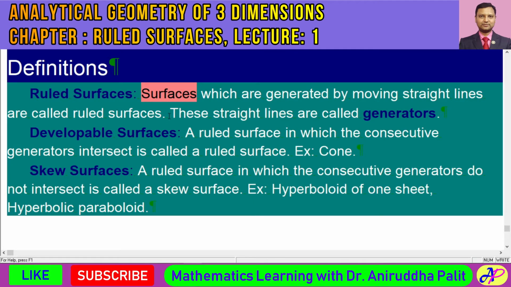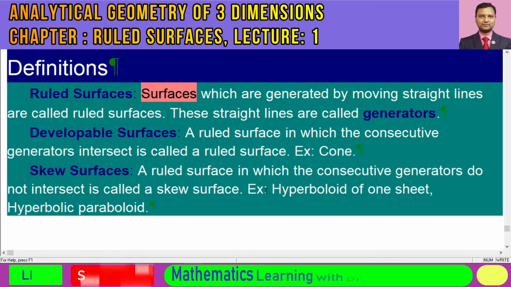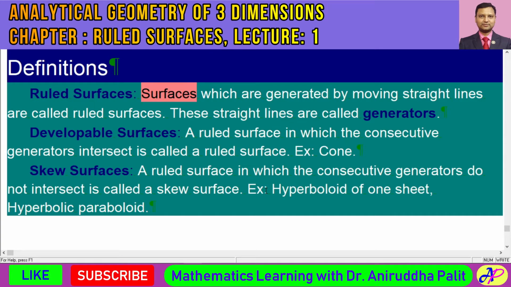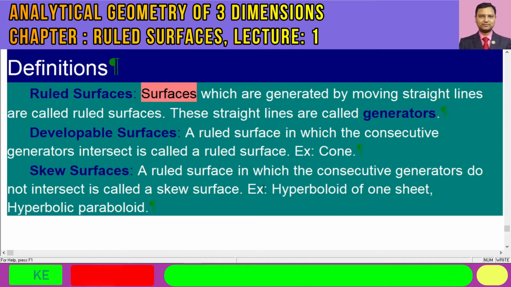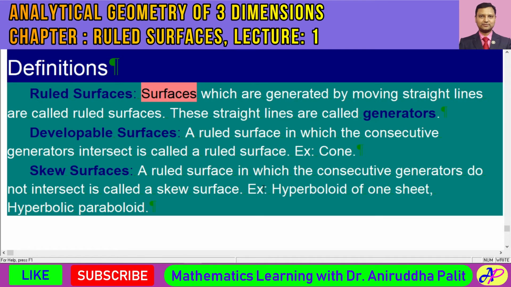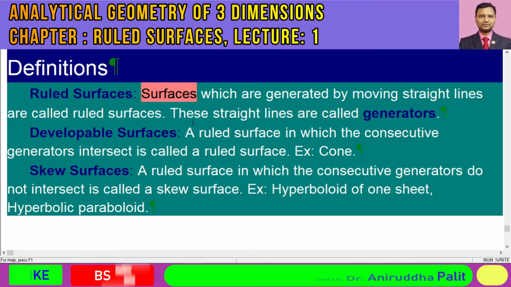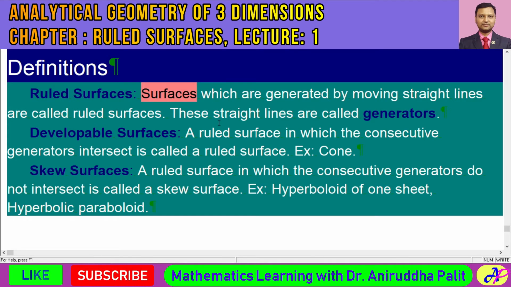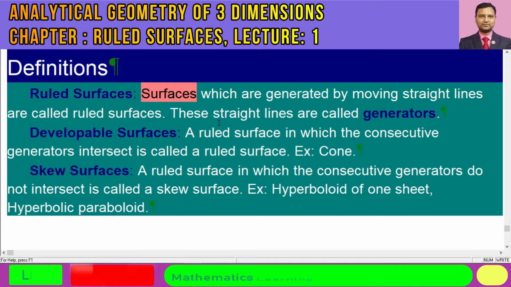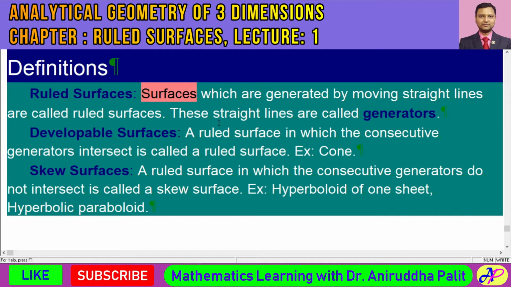That means, for example, you can consider a cone or a cylinder. These are obtained by the movement of a straight line. This kind of surface is actually called a ruled surface. But there are other surfaces as well which are generated by straight lines. We shall mainly discuss this type of surfaces.